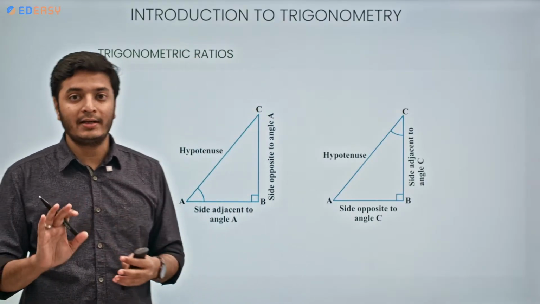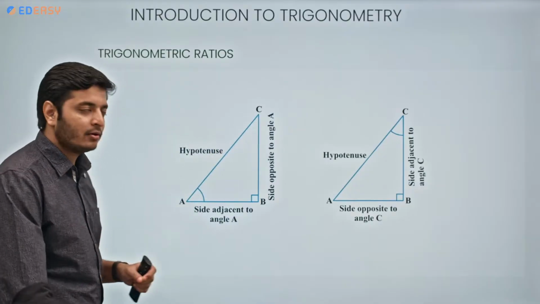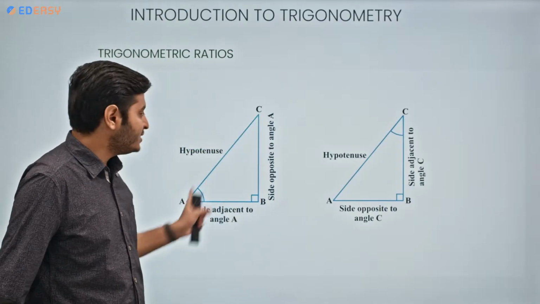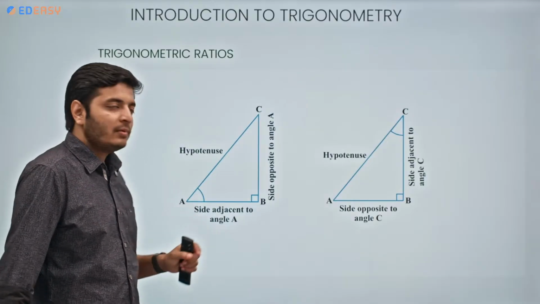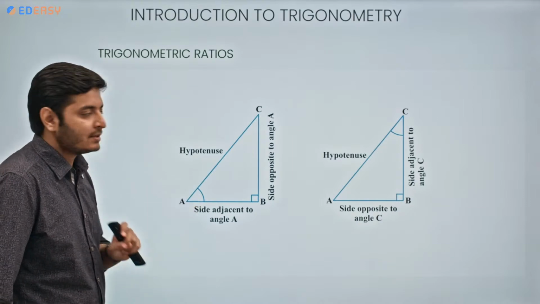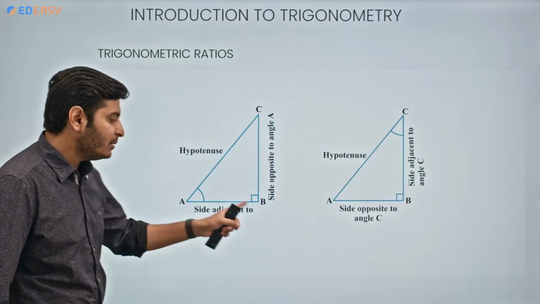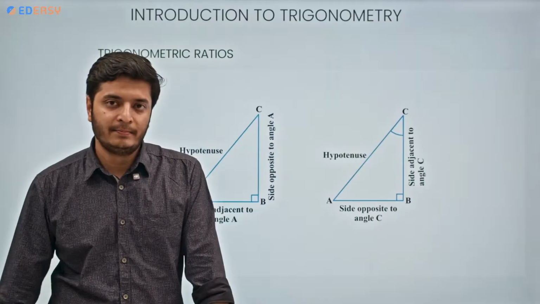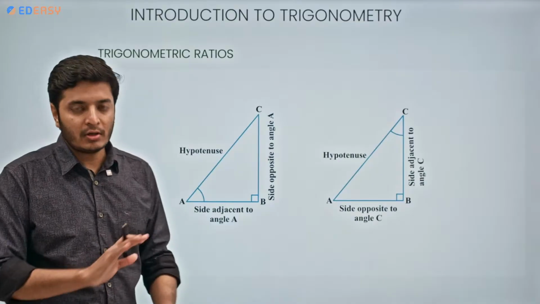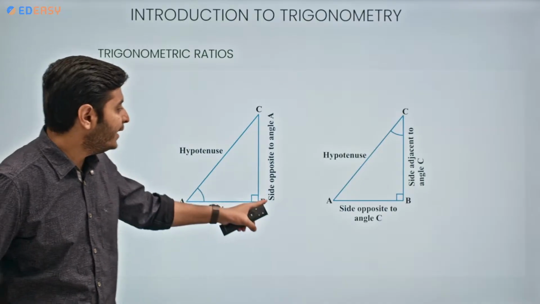The side opposite to the 90-degree angle is the hypotenuse. Suppose in this figure I am referring to angle A. The triangle is triangle ABC. B is the right angle. So AC is the hypotenuse. Correct? I am referring to angle A now. As I told you, for angle A there are two adjacent sides. AC is already the hypotenuse. Then the other side is AB. So this will be called the side adjacent to angle A. Correct? Then the side opposite, which is not adjacent to this angle A, is known as the side opposite to angle A.